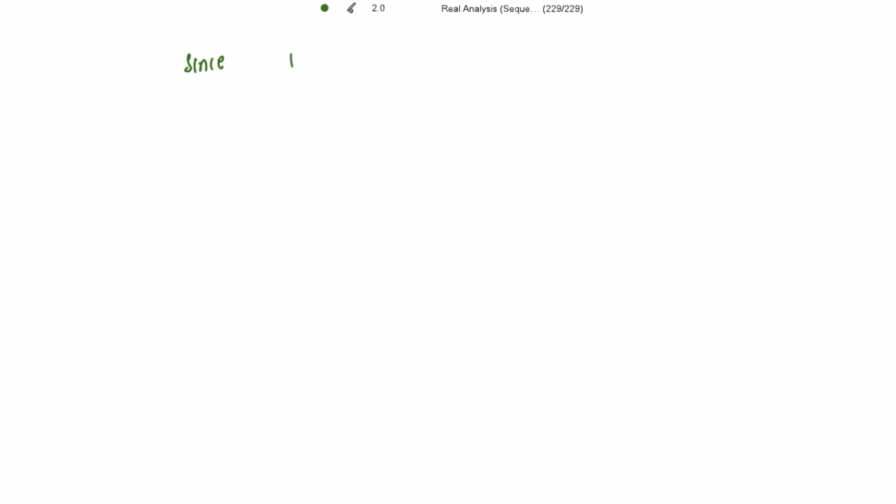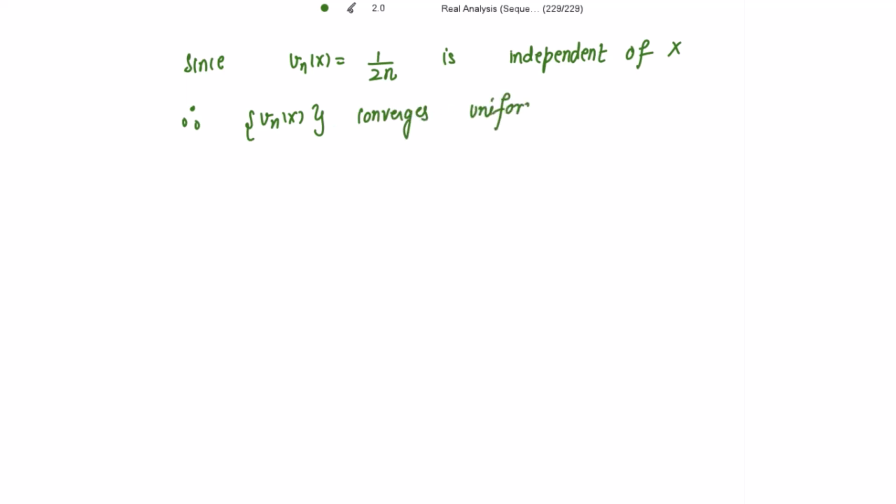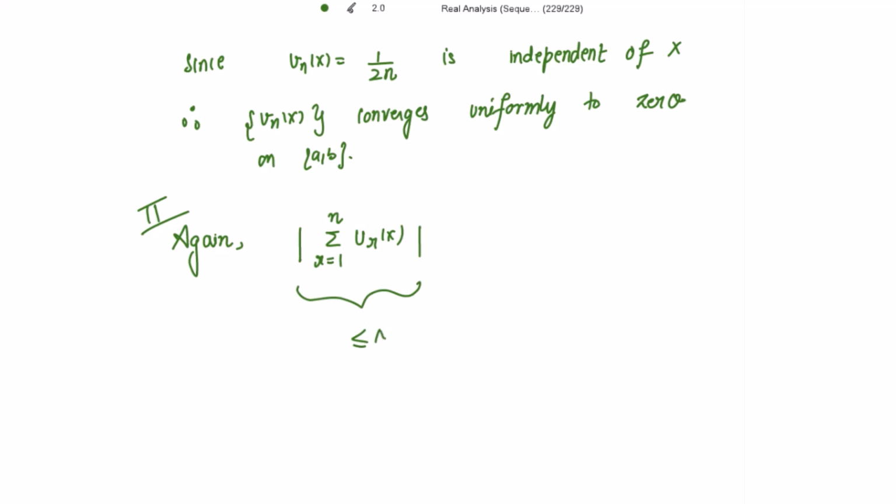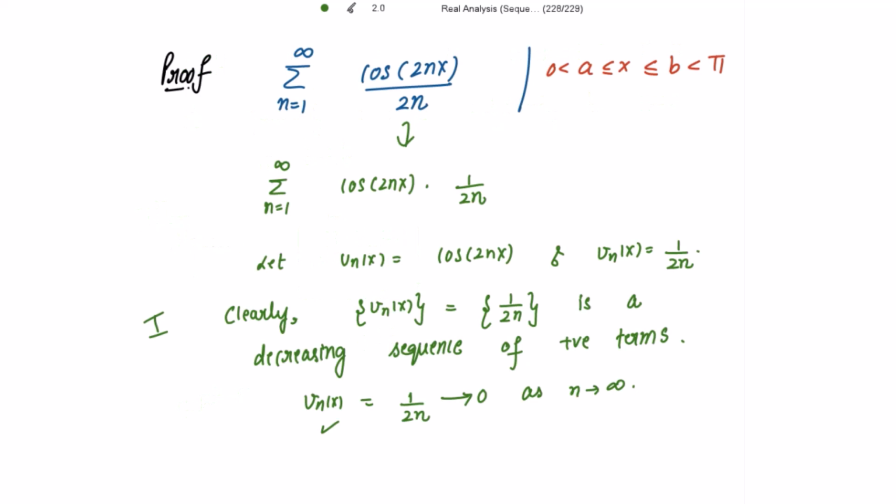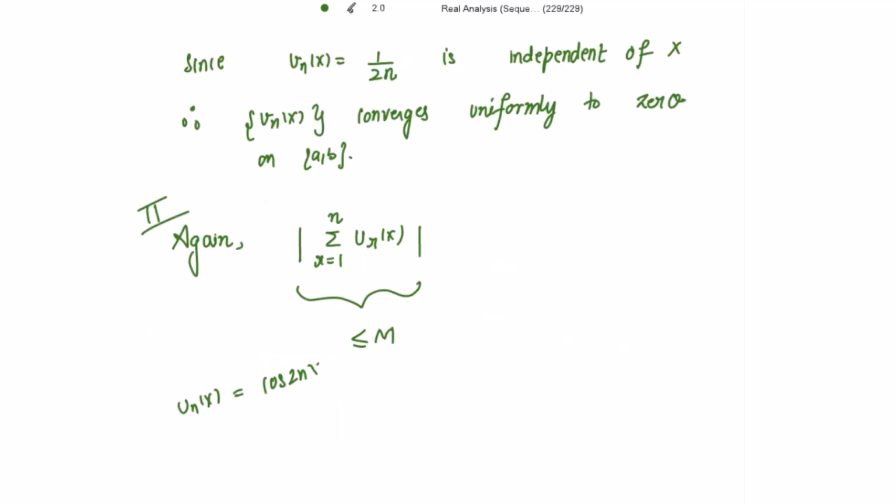Since vnx equals 1 divided by 2n is independent of x, therefore the sequence vnx converges uniformly to 0 on the closed interval ab. Again, for the second condition of the Dirichlet test, the mod of the summation of urx, where r starts from 1 to n, should be less than or equal to m. Now what is unx here? It is cos of 2nx.